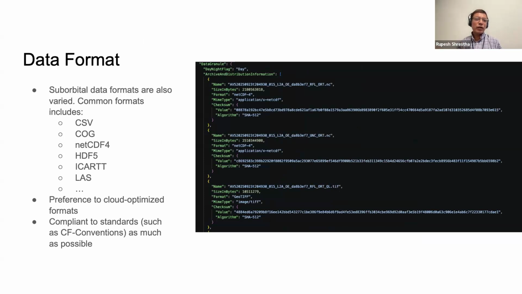Some of the common formats can be like a CSV, a simple format, or GeoTIFFs, NetCDFs, HDF5, or ICARTT files, for example. Most expectation is that these data files are cloud optimized where possible and also compliant to the data standards. For example, Climate and Forecast convention is the one that is used most for the NetCDF and HDF5 files.